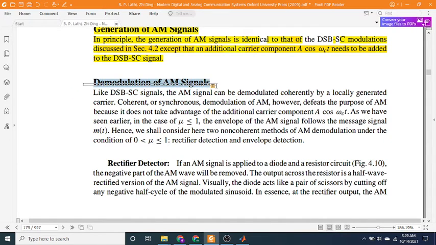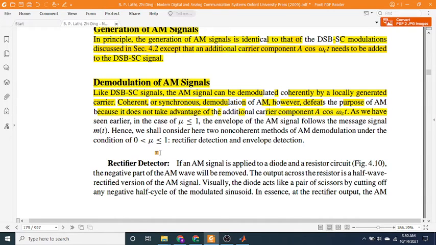Demodulation of AM signals. Like DSB-SC signals, the AM signal can be demodulated coherently by a locally generated carrier. Coherent, or synchronous, demodulation of AM, however, defeats the purpose of AM, because it does not take advantage of the additional carrier component A cos ωc t.